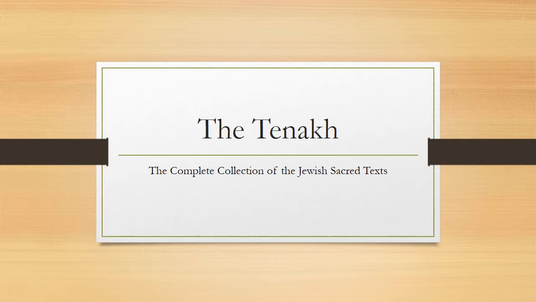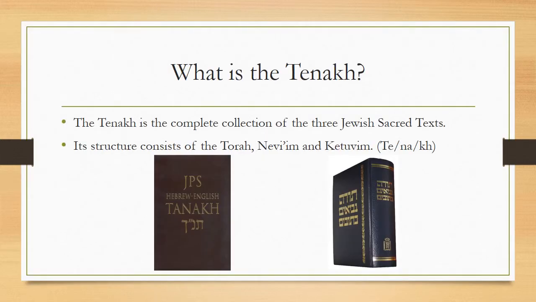The Tanakh is the complete collection of the 3 Jewish sacred texts. Throughout this presentation, I'll be guiding you through some of the key facts, history, as well as the contents of the Tanakh. What is the Tanakh? As mentioned before, it is the complete collection of the 3 Jewish sacred texts, which consists of the Torah, Nevi'im, and Ketuvim.